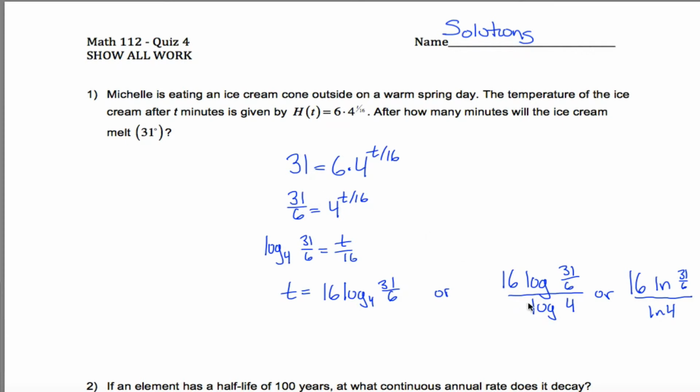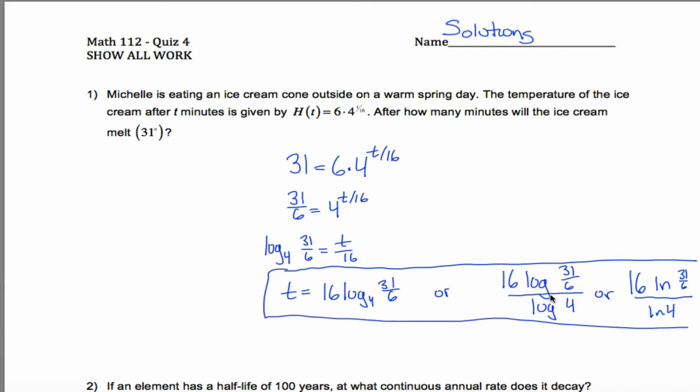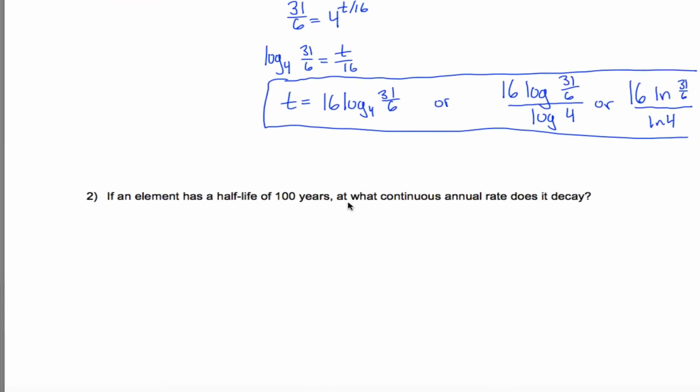So if at this stage, instead of taking the log base 4 of both sides, you took the log of both sides, your answer would look like this. If instead you took the natural log of both sides, your answer would look like this. But all three of these are equivalent because from here I can apply my change of base formula to change it into either of these two. So no matter what, I'd end up with one of these answers. I guess I'll call that good.